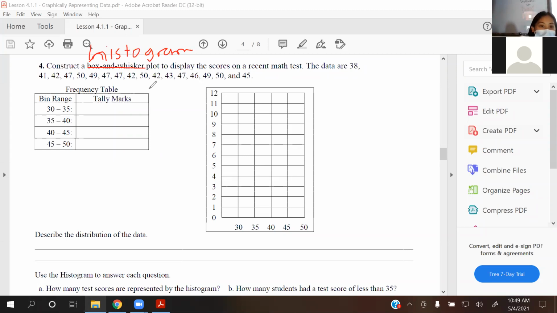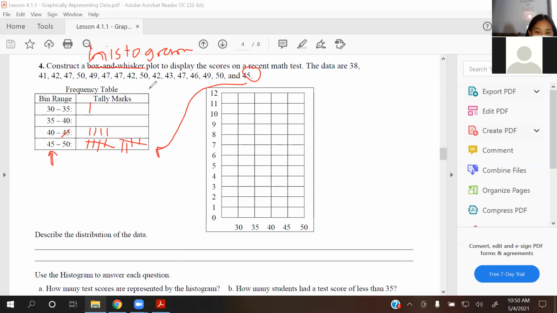So the data is 38, and so on. We're going to put tally marks, so I'm just going to tally it up really quickly. So this is the 38, this is the 41, 42, 47, 50, 49, 47, 47, oops, 42, 43, 47, 46, 49, 50, and we have a 45. Remember that the 45 goes here. I'm just going to point over here and cross out that, so you know that the 45 goes in that last one.